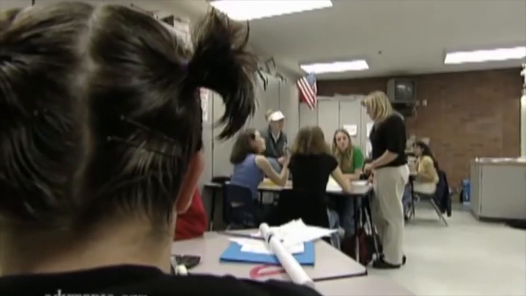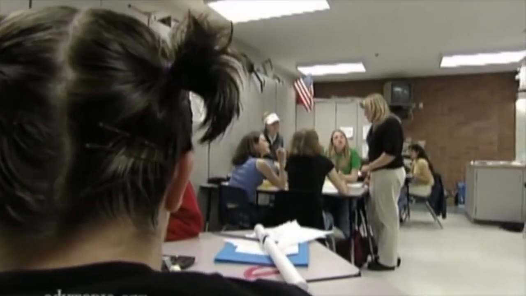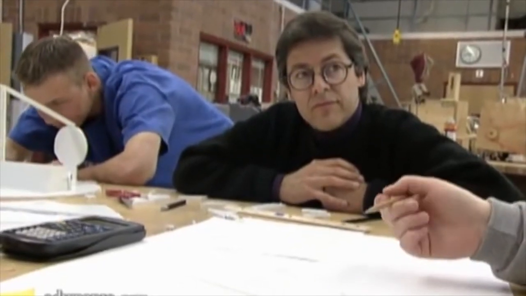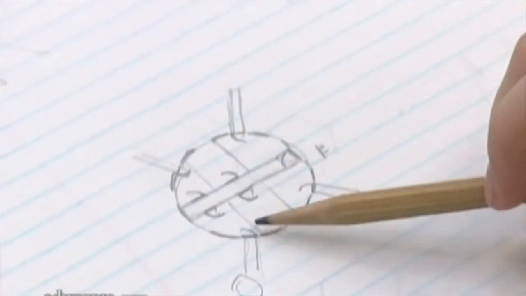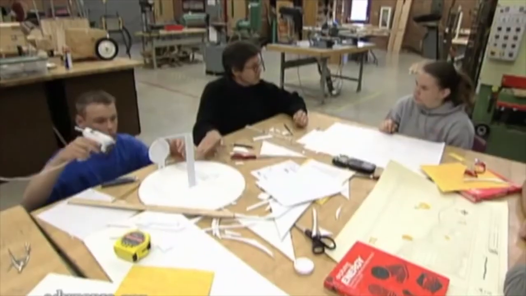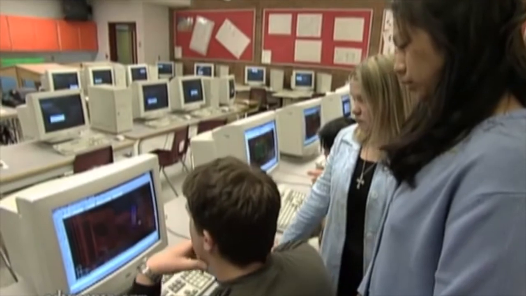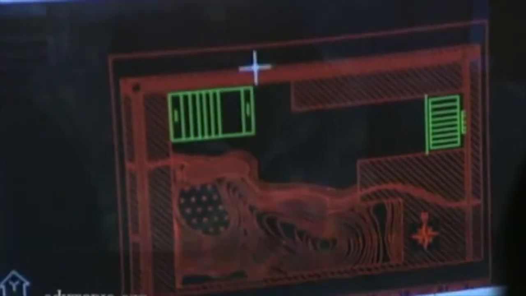It's when they can use what they learn in class to solve a problem that I know that they've learned the material. So while students must draw on their knowledge of everything from math and English to the aesthetics of design, they also learn an invaluable lesson in teamwork.